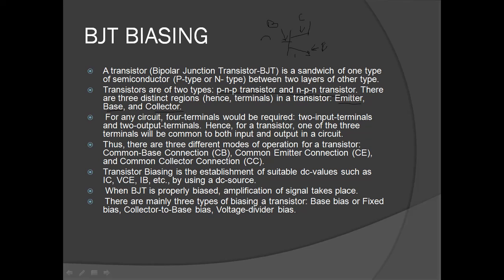Moving on, for any circuit, four terminals would be required: two input terminals and two output terminals. Hence, for a transistor, one of the three terminals will be common to both input and output in a circuit. Thus, there are three different modes of operation for a transistor: common base connection, common emitter connection and common collector connection.